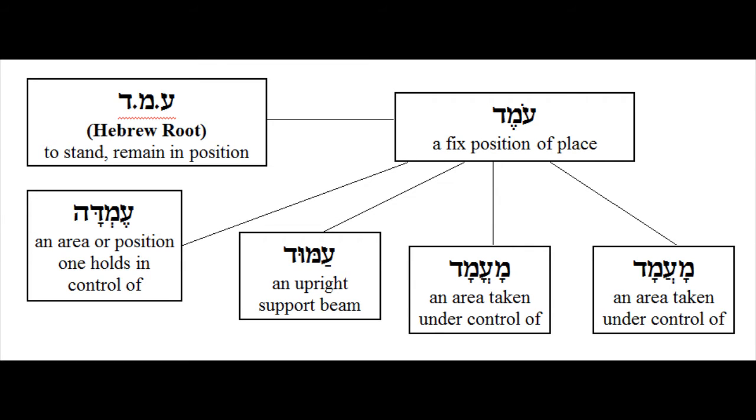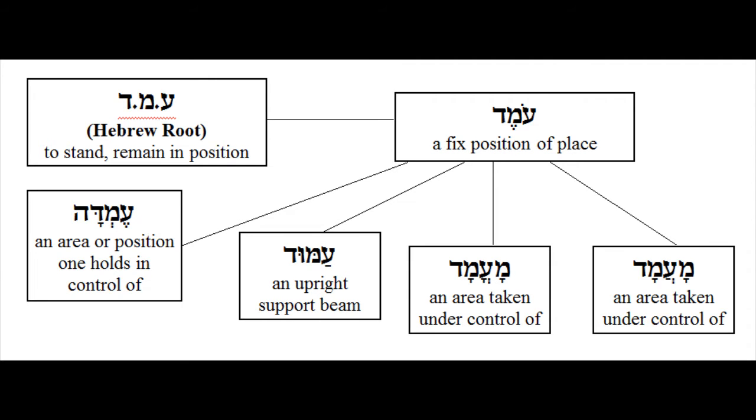Omed comes from the Ayin Mem Dalet, the Hebrew root to stand or remain in position. Here, omed means a fixed position or place. So you can see clearly the root's connection to how this place is functioning. How is this place defined? Or ma'amad, sorry, ma'amad is an area taken under control.